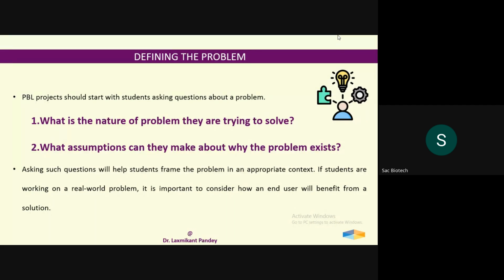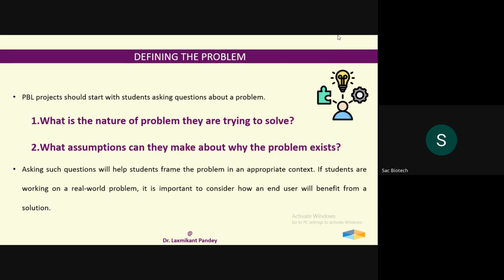Okay. Now the first phase is called defining the problem. How can students define a problem, how can he come up with the problem? There are certain questions you need to ask. The first question, as mentioned over here, is: what is the nature of the problem they are trying to solve? That is very important, to know whether a certain problem is good or not, so you need to ask some questions. In this way, you can understand.